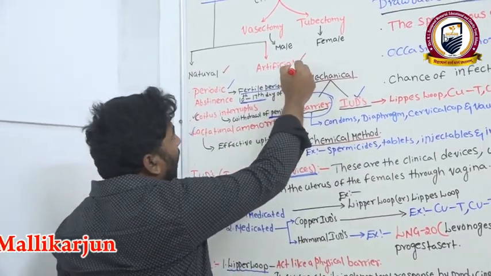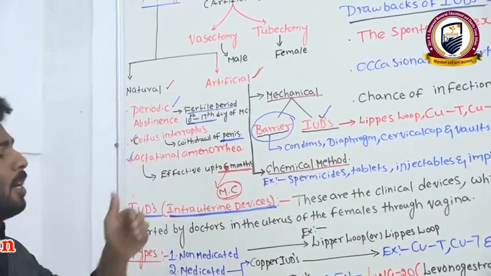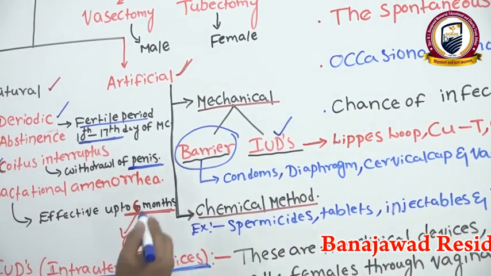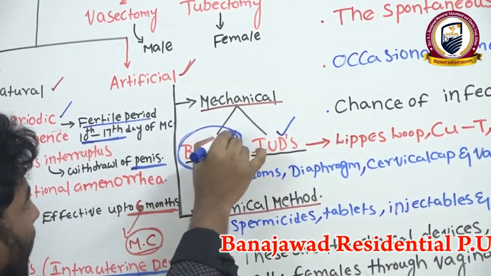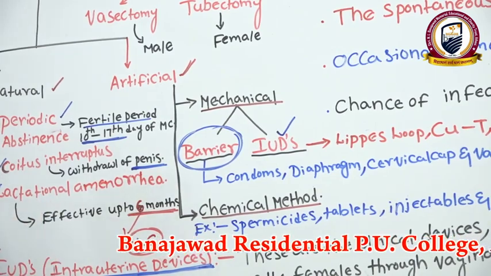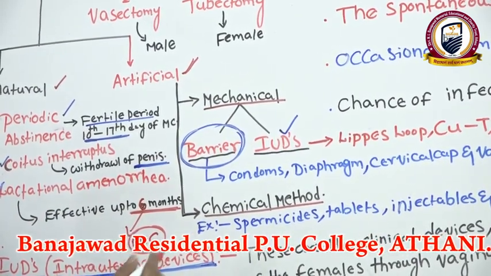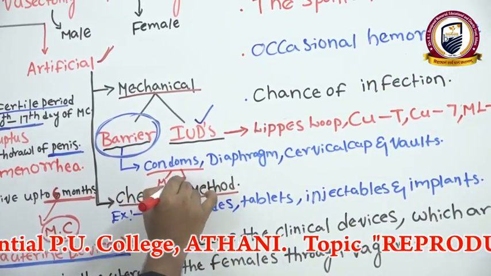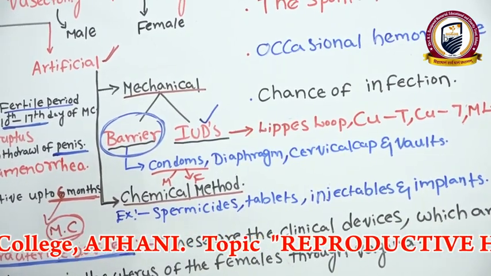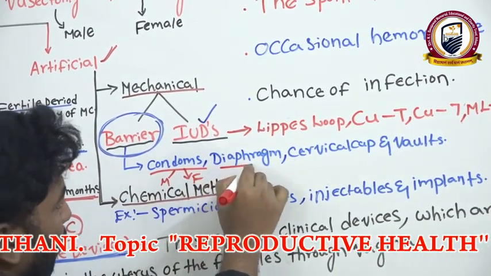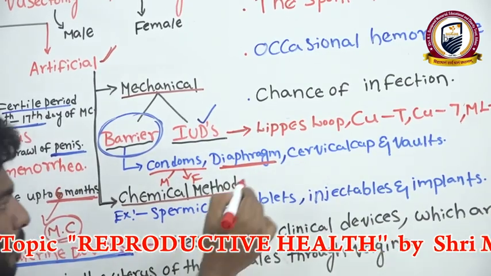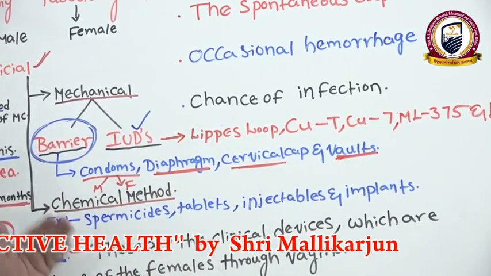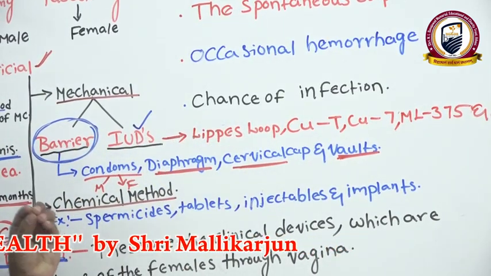Now we'll move to the artificial methods. Under the category of artificial methods, if you talk about the mechanical methods, already we discussed the barrier methods. Under these barrier methods, we explained condoms, both male condoms and female condoms, and after that we explained diaphragms, cervical caps and valves. Clear? These things we explained clearly in the last session.